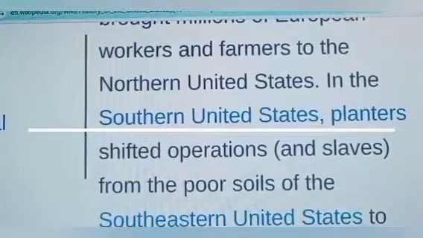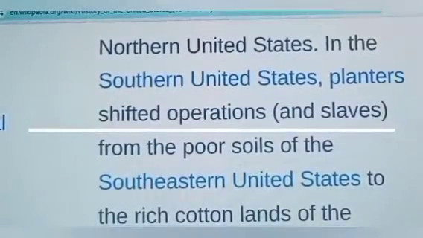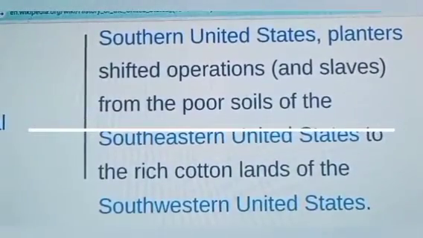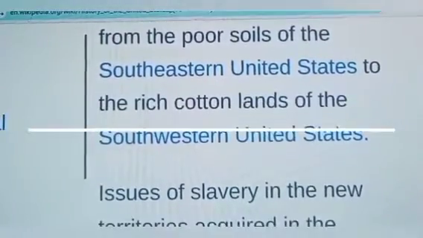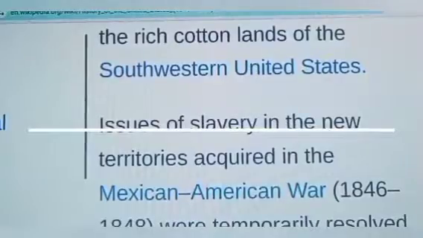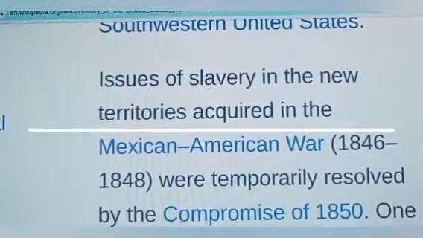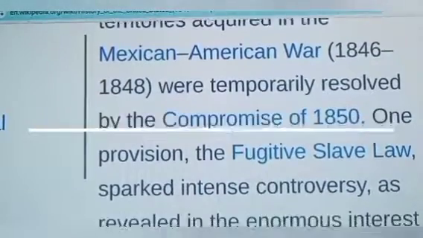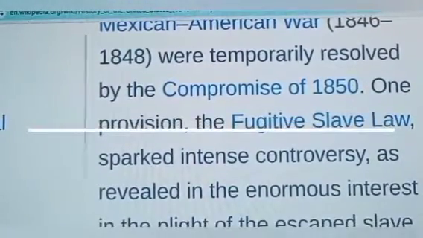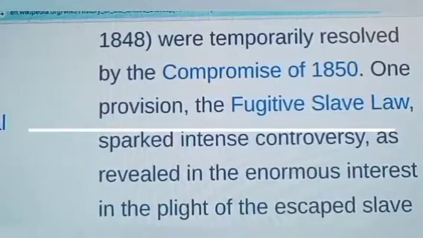In the southern United States, planters shifted operations and slaves from the poor soils of the southeastern United States to the rich cotton lands of the southwestern United States. The issues of slavery in the new territories acquired in the Mexican-American War, 1846 to 1848, were temporarily resolved by the Compromise of 1850.